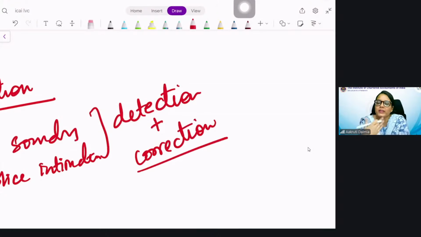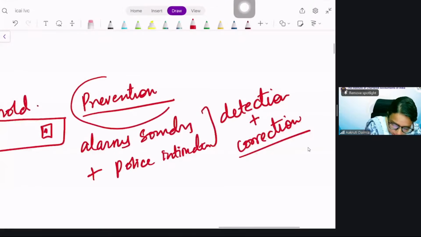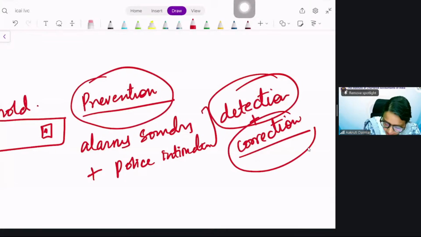So if a company has an internal auditor, not an external auditor, an internal auditor who is employed in the company, can the internal auditor prevent? No, because the internal auditor checks things after the sales have happened, right? But can he detect and correct? Oh, there was some problem in your sales, please correct it. Yes. So internal control systems are to prevent, detect, and correct.